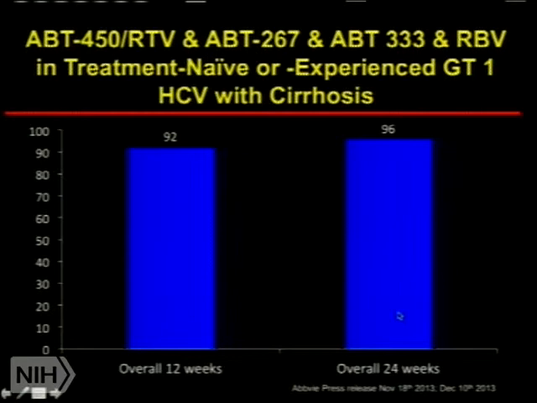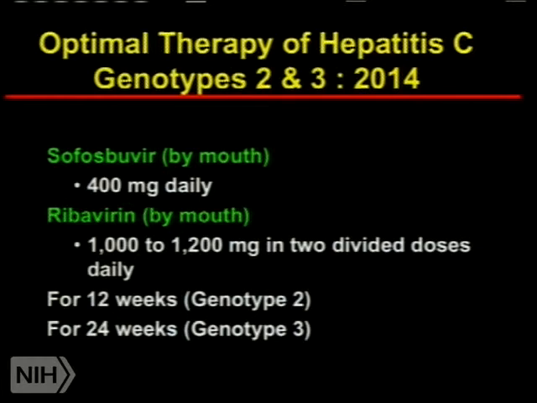Studies were also done in the most difficult-to-treat individuals, those with cirrhosis, and showed very high rates of response, 92% with a 12-week regimen, and 96% with a 24-week regimen. Let me turn now to therapy for genotypes 2 and 3.